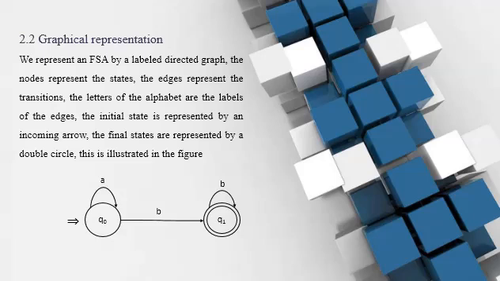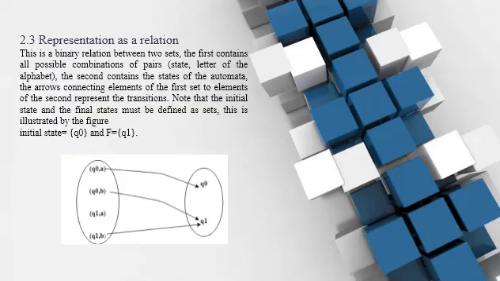Here is the graphical representation. As shown in the following figure, we represent an FSA by a labeled directed graph. The nodes represent the states, the edges represent the transitions in which the letters of the alphabet are the labels of the edges. The initial state is represented by an incoming arrow while the final states are represented by a double circle. The third FSA representation is the representation as a relation.